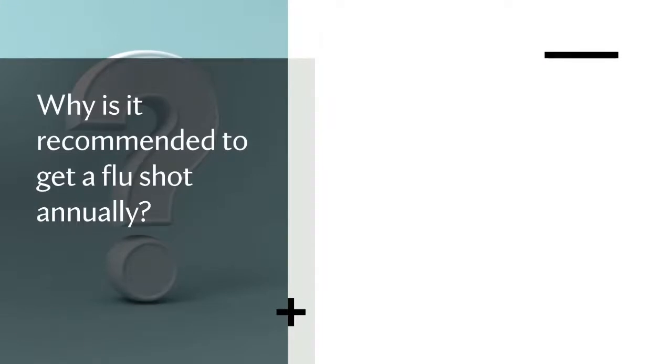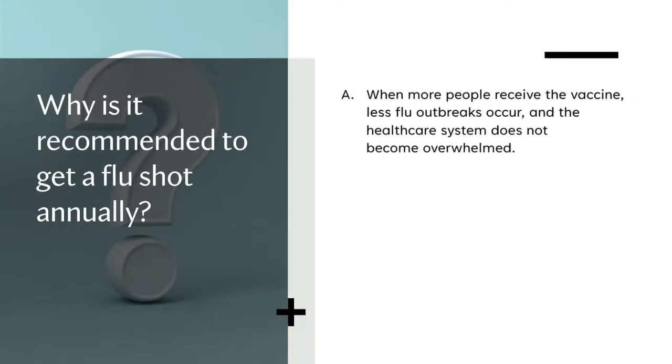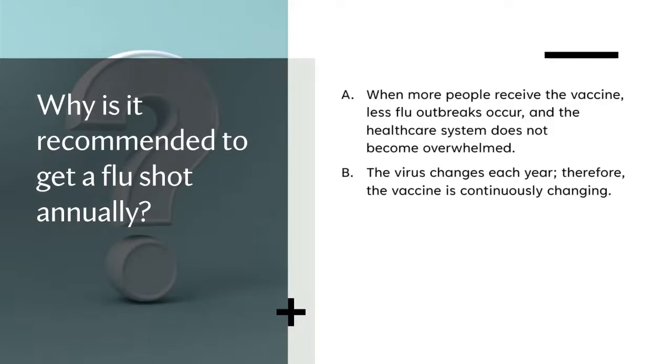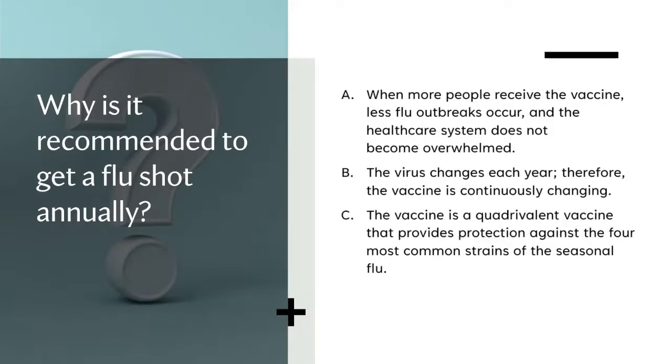Our question now to you is, why is it recommended to get a flu shot annually? A. When more people receive the vaccine, less flu outbreaks occur and the healthcare system does not become overwhelmed. B. The virus changes each year, therefore the vaccine is continuously changing. C. The vaccine is a quadrivalent vaccine that provides protection against the 4 most common strains of the seasonal flu. Or D. All of the above.